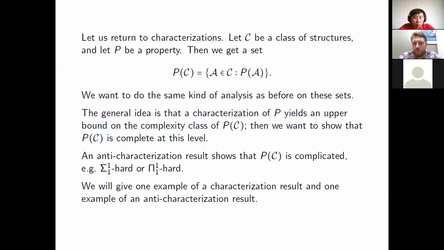The idea is if you've got some kind of characterization of the property, you'll get an upper bound on the complexity. And then you want to show that the complexity is complete at that level, so that there's no simpler characterization. Or if you don't have a characterization, then you want to show that the set of all things with property P is somehow complicated, like it's Sigma 1 hard or Pi 1 hard, something like that. So I'll give an example of a characterization result, and an example of an anti-characterization result.